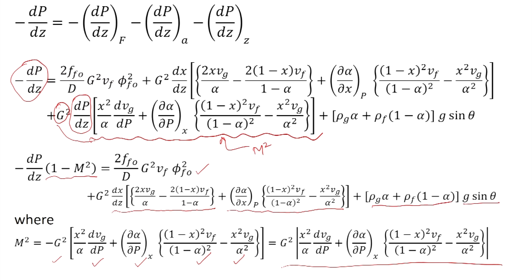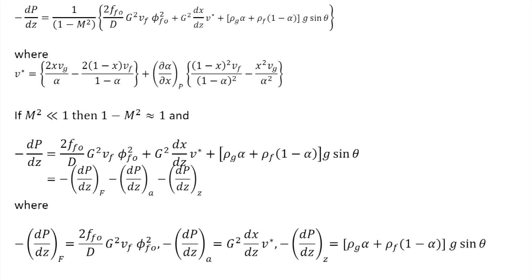Now, we divide throughout by 1 minus m square, and then we get this expression for dP by dz, 1 upon 1 minus m square into this. Now, we have defined another shorthand here, v star, which is this expression, and it has been denoted as v star. So, we get 2 f_FO by d G square v_f phi_FO square plus G square dx by dz v star plus rho_g alpha plus rho_f (1 minus alpha) g sin theta.